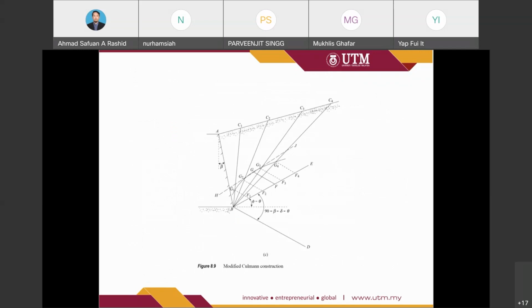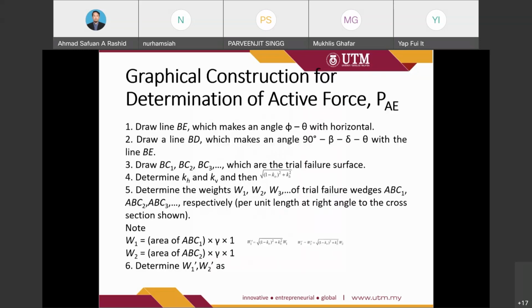Okay, so this is the modified Culmann construction, where we need to draw the problems on graph paper because we need to use the actual scale, or we need to rescale it again, to get the value of the force, sorry, of the loads. So this is the list of the procedure that you may use to determine the value for the PAE.